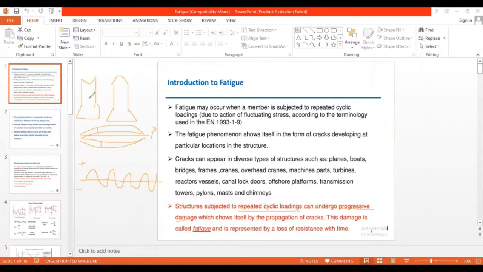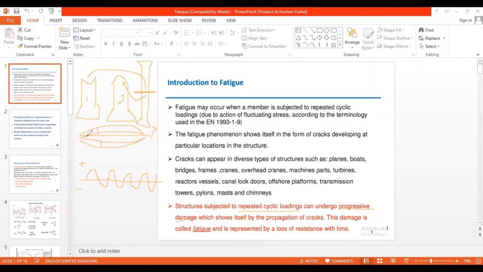If these are the two parts, part one and part two, at the start of the experiment they will be like this, one part. At the break, say for example if it breaks somewhere here, this surface will be like this and this surface will be like this. We call it a cup and cone structure. This will look like a cup and this will look like a cone, which shows itself by the propagation of cracks. This damage is called fatigue and is represented by a loss of resistance with time.